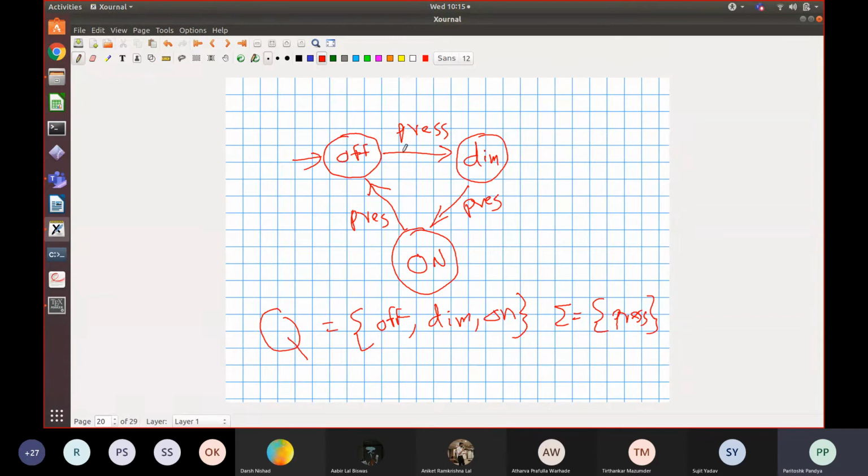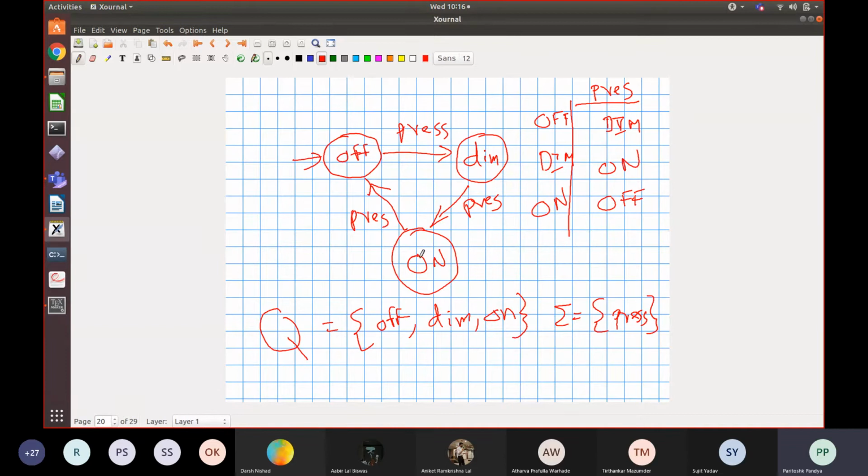And the transition function is given by, you can draw the table for this. So what kind of table? There is only one column called press because there's only one letter. There is off, there is dim, and there is on. And what will be the entry here? Off will go to dim. And dim will go to on. And on will go to off. So this is a kind of automata, light switch where light can be dim or bright. And the system starts by light being off, and on first press it will go to dim. On the next press it will become bright.